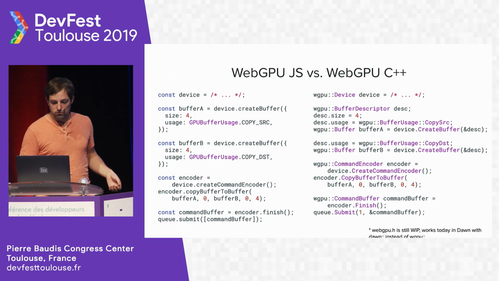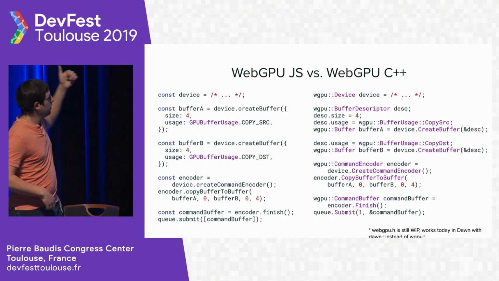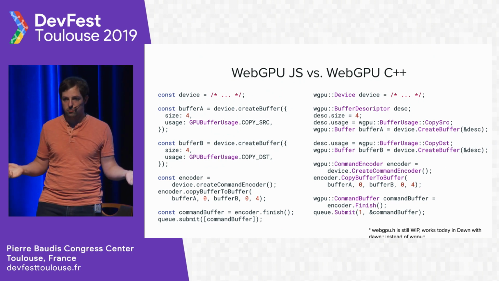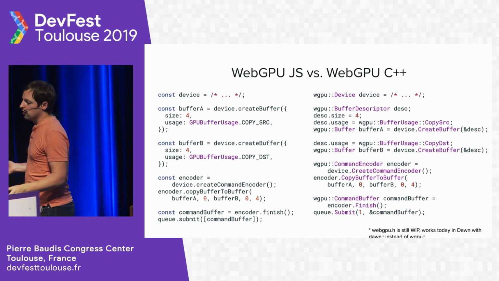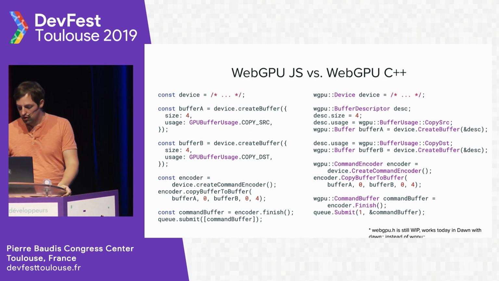So this is what JavaScript code looks like versus the C++ code for the same API. It's mostly the same thing, but with type annotations. So you can see how the translation to WebGPU in JavaScript would be trivial.